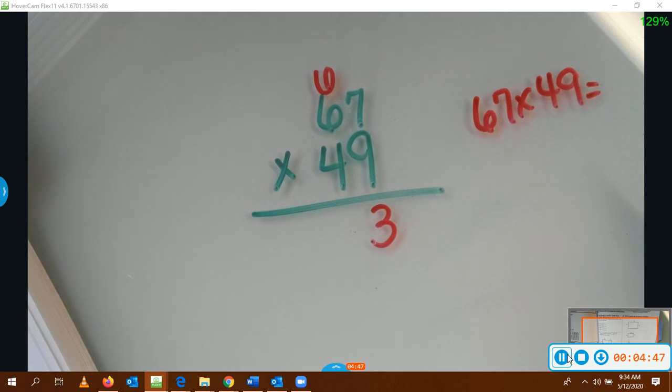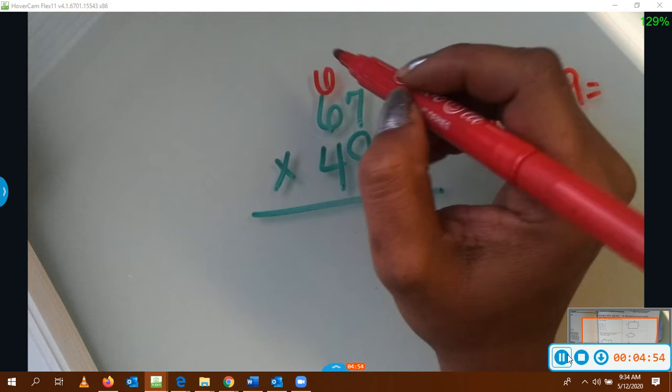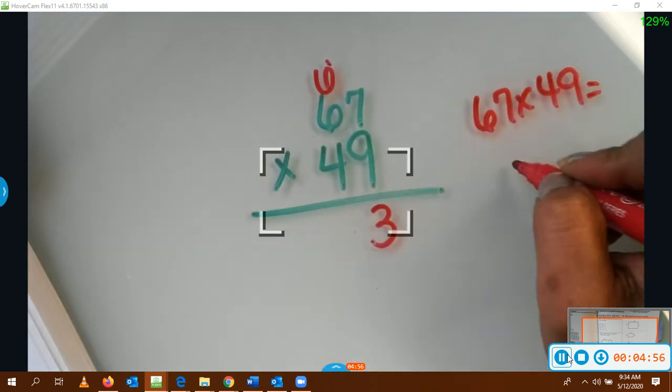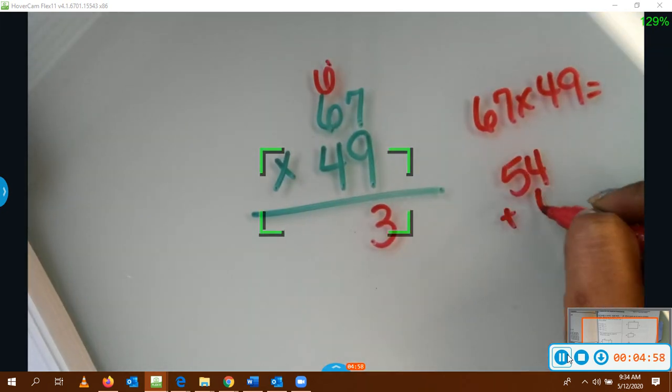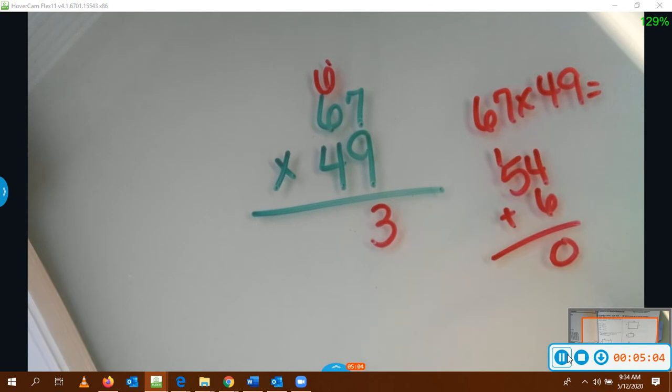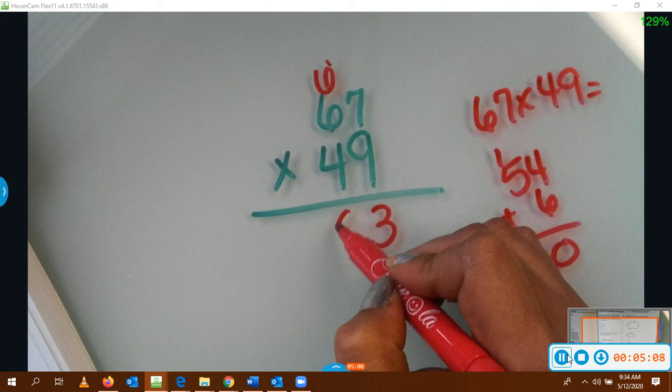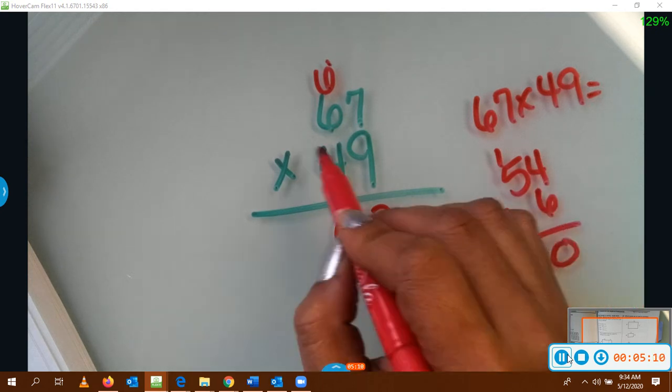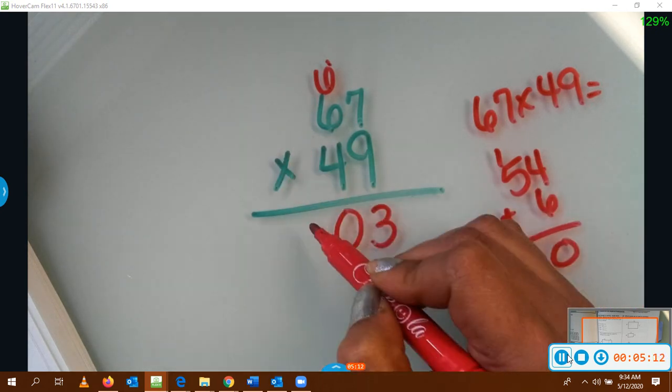So now you take 6 times 9. That is 54. But remember, you have the 6 over here. So now you have to do 54 plus 6. And that will give you 60. So then you will come over here and you'll write 0, and because there's nothing else to multiply, you'll go ahead and just add that 6.